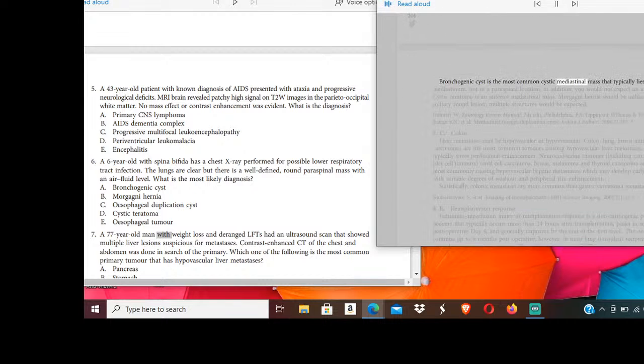Bronchogenic cyst is the most common cystic mediastinal mass that typically lies in the middle mediastinum, not in a paraspinal location. In addition, you would not expect an air fluid level. Cystic teratoma is an anterior mediastinal mass. Morgagni hernia would be unlikely to cause a solitary round lesion. Multiple structures would be expected.